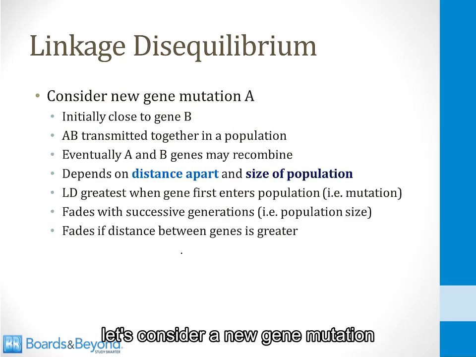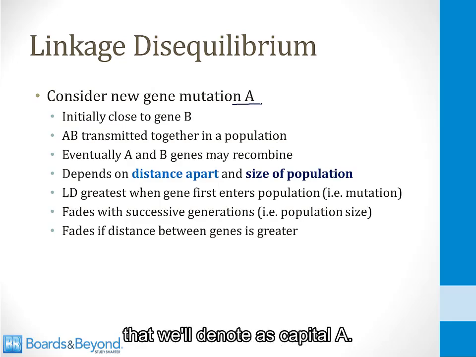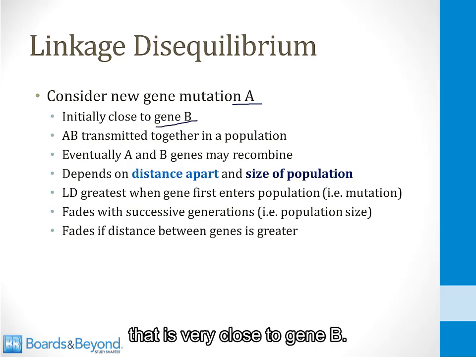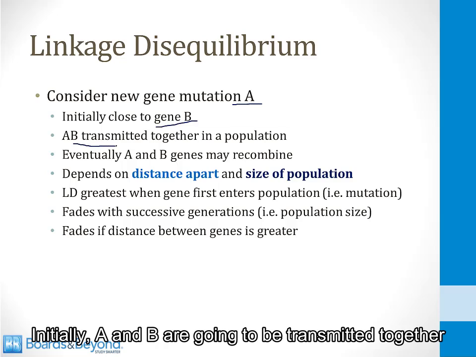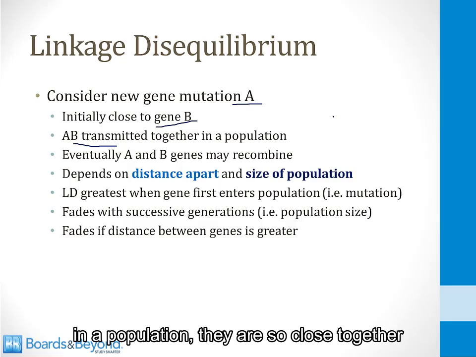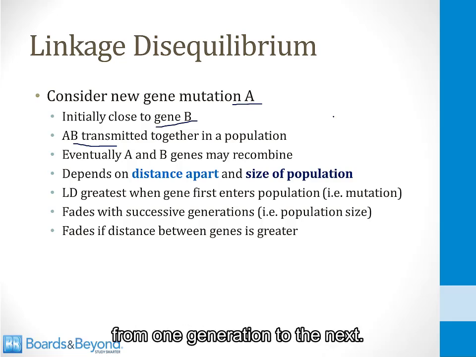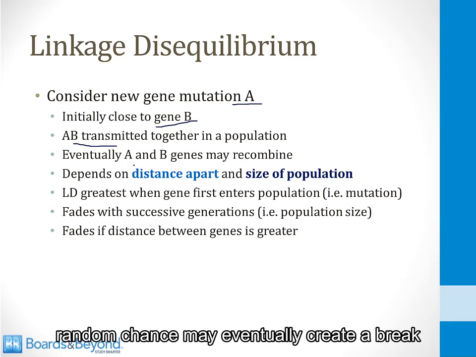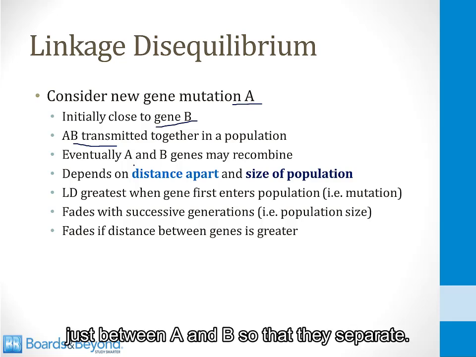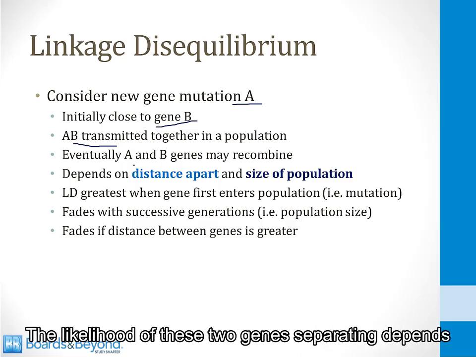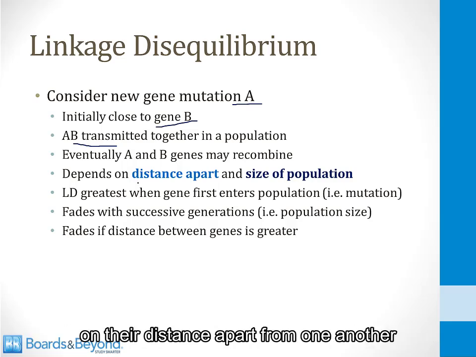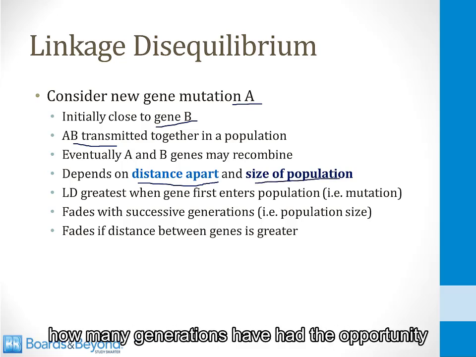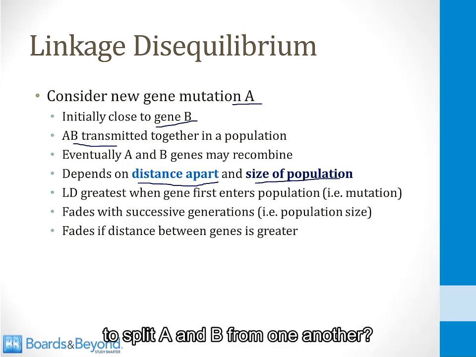To understand this more, let's consider a new gene mutation that we'll denote as capital A, and let's suppose that this gene mutation occurs in a gene that is very close to gene B. Initially, A and B are going to be transmitted together in a population. They are so close together that they will be transmitted together from one generation to the next. Now, over time, A and B may eventually separate. Random chance may eventually create a break just between A and B so that they separate. The likelihood of these two genes separating depends on their distance apart from one another and the size of the population. In other words, how many generations have had the opportunity to split A and B from one another.